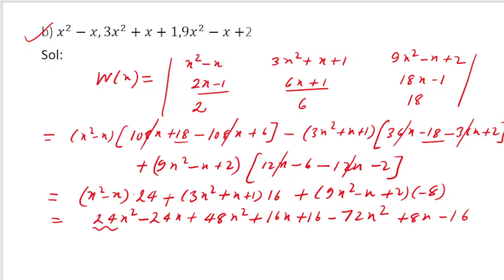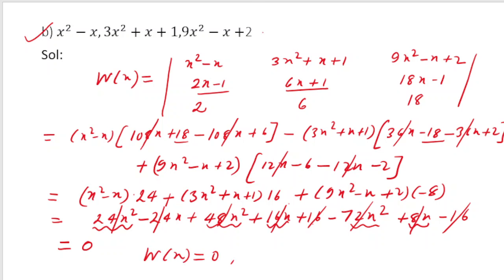So you see 24x squared and 48x squared, 72x squared and minus 72x squared, so these terms will get cancelled. Here we have 16x and plus 8x, that is 24x, and here we have minus 24x, so these terms will get cancelled, and here we have 16 and here we have minus 16, so this term will also be cancelled. So what I got is 0. So the Wronskian W(x) is equal to 0.